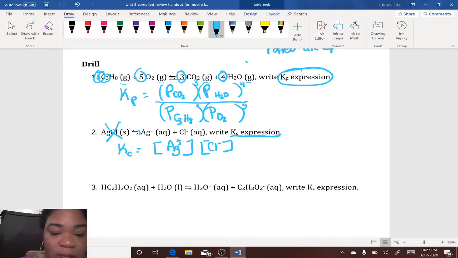The coefficients, since there are none visible in front of each product, we call those 1, or we could write them as 1. And so our Kc is equal to the concentration of Ag plus raised to the first power and the concentration of Cl minus raised to the first power. The difference between the Kp and the Kc, notice that with the Kc, we're talking about molar concentration and we use brackets. Those units are measured in M. And for Kp, we use parentheses and the units of partial pressure are usually in atm.